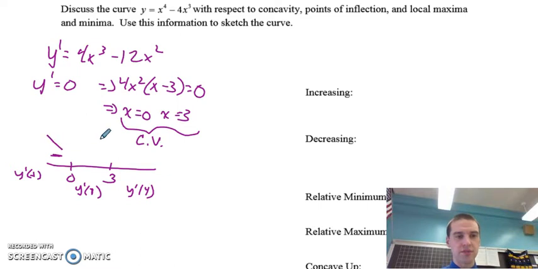We're decreasing. 1 squared is a positive. 1 minus 3 is a negative. Positive and negative, also negative. 4 squared positive. 4 minus 3 positive. Positive. Okay, so I know I'm decreasing. I'm decreasing from negative infinity all the way to 3.